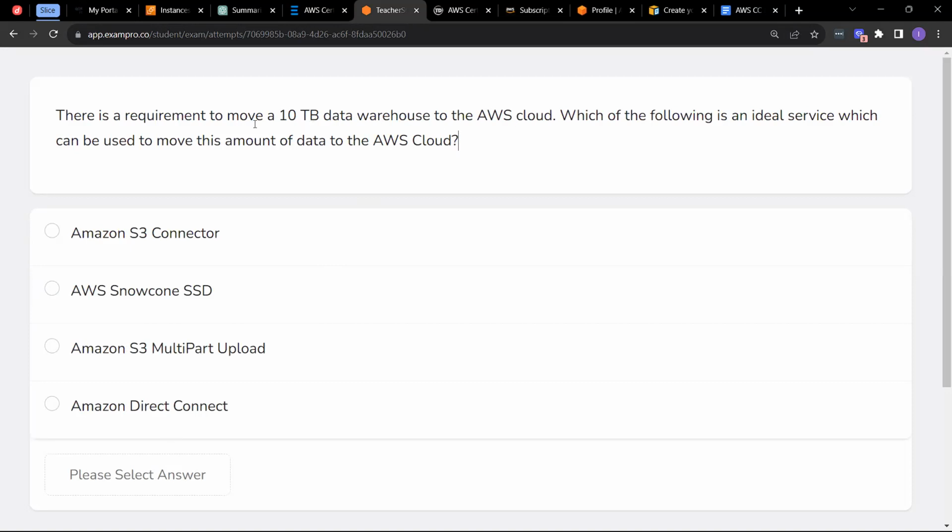There is a requirement to move a 10 TB data warehouse to the AWS cloud. Which of the following is an ideal service which can be used to move this amount of data to the AWS cloud?